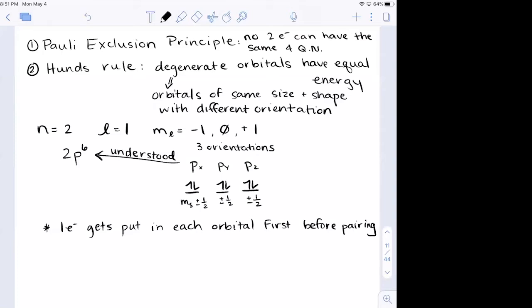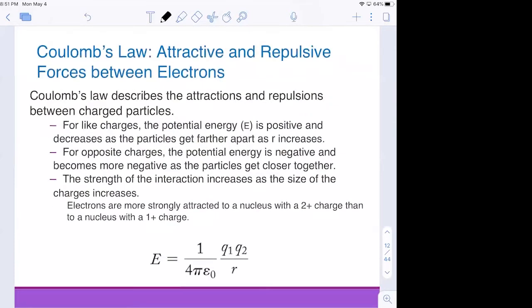Well, when we think about Coulomb's law here, this is Coulomb's law. This is a calculation that was known in physics, and it's a law that describes attractions and repulsions between charged particles. It branches off from the discovery of the electron in J.J. Thomson's cathode ray experiment. When we think about opposite charges, they attract.